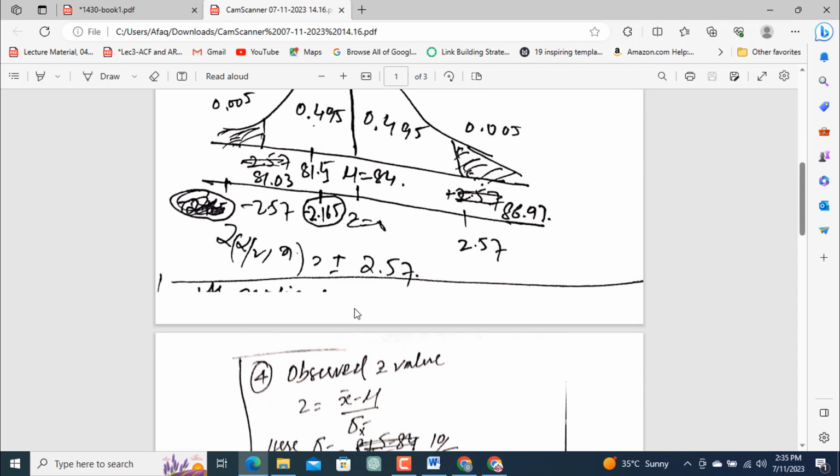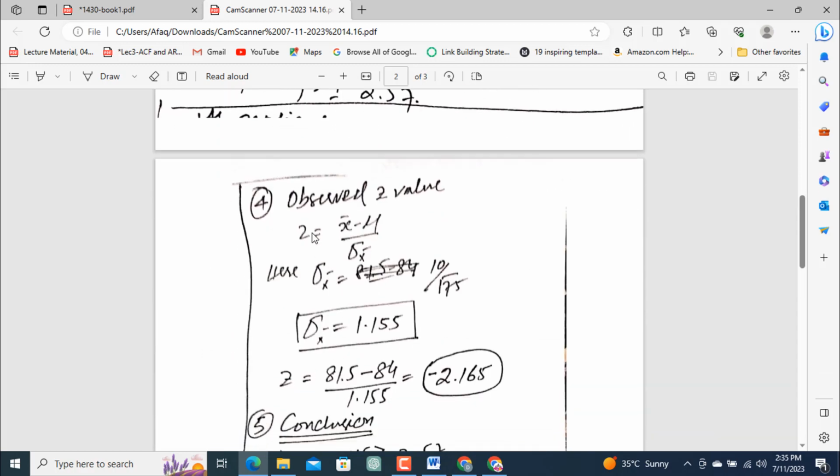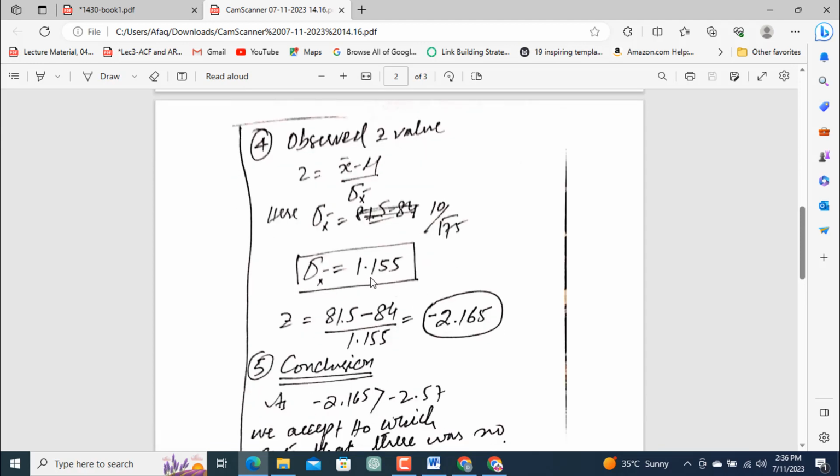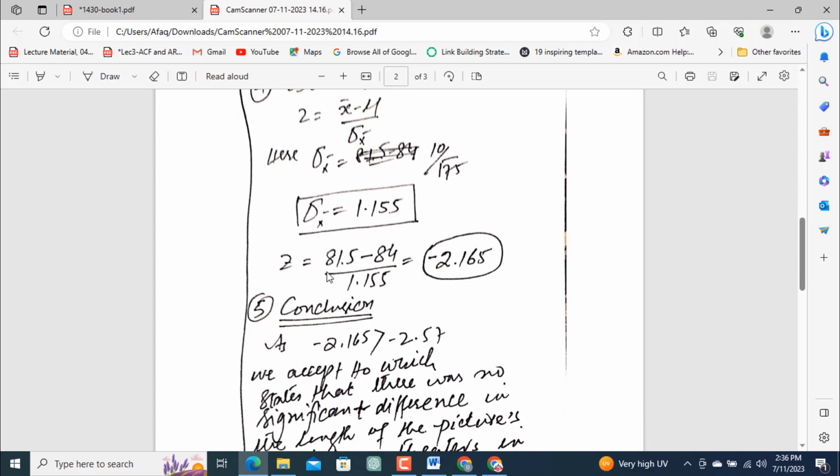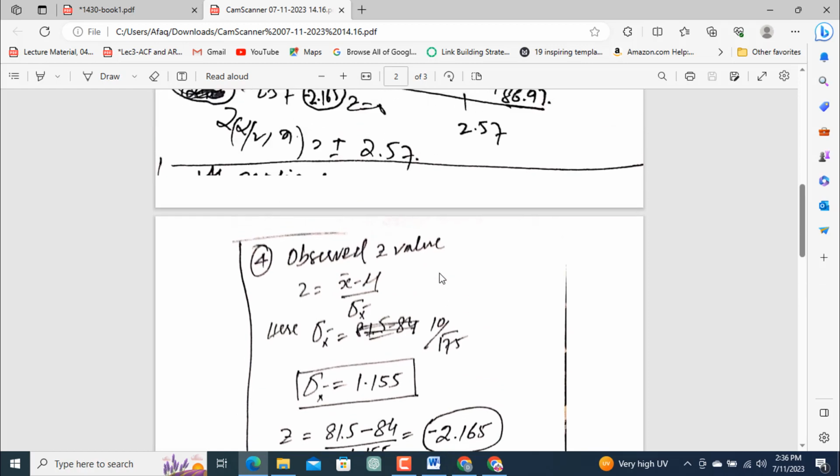So let's move to step 4, where we will determine the observed or calculated Z statistic. Z is equal to x bar minus mu divided by sigma x bar, which is the standard error of the mean. Here sigma x bar is equal to 10 divided by the square root of 75, which is 1.155. So Z is equal to 81.5 minus 84 divided by 1.155, which is equal to minus 2.165. The negative sign shows that this Z value lies on the left side of the distribution.